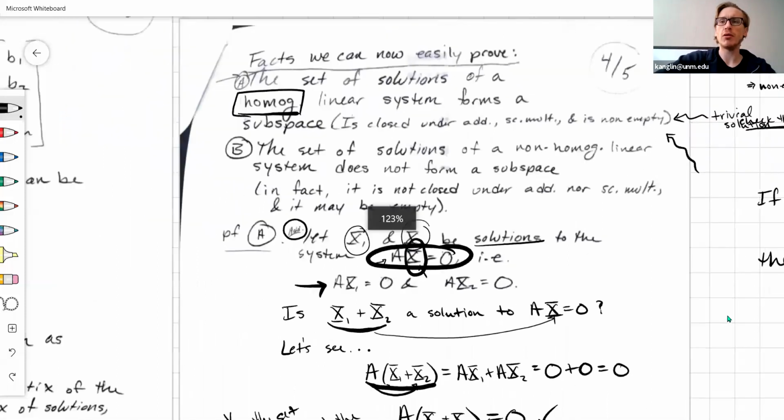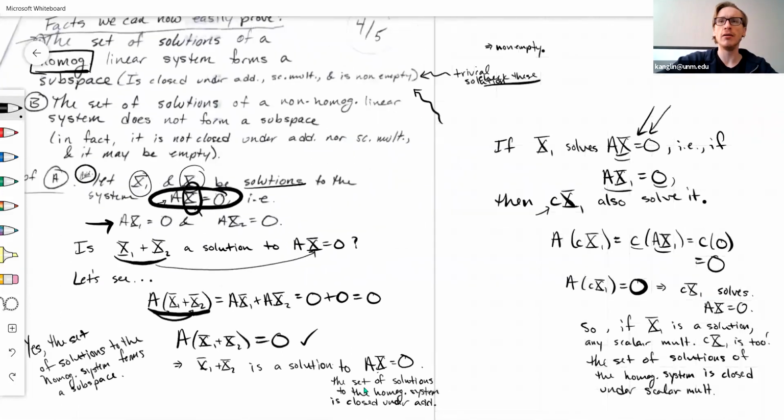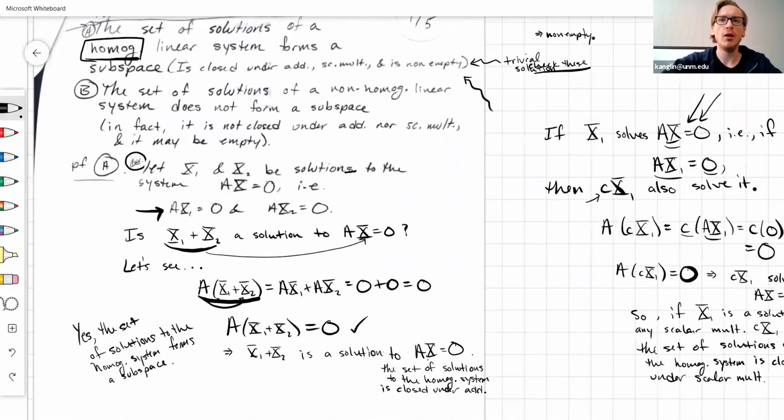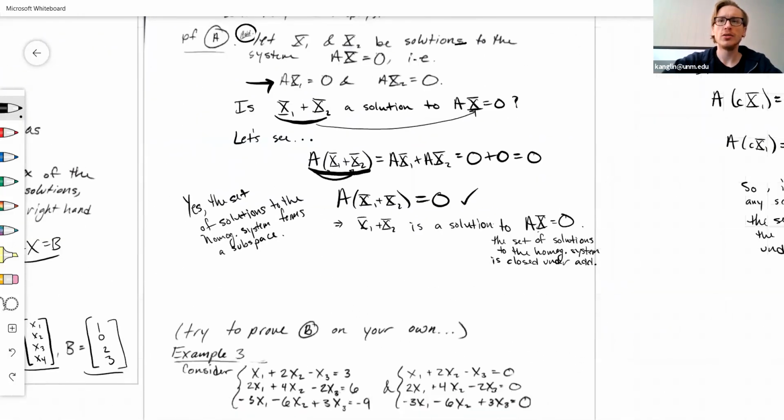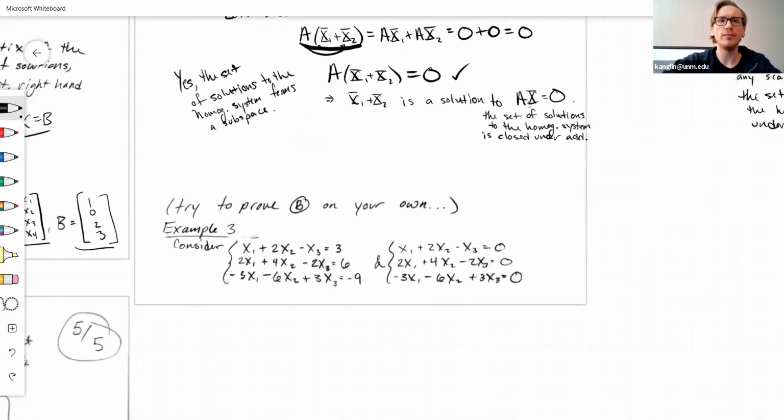The basic methods are all the same sort of things I did here, except in the non-homogeneous system, you won't have 0 here. You'll have a non-zero column B, like the general systems we've been describing. Okay. So I want to let you try to prove that on your own.